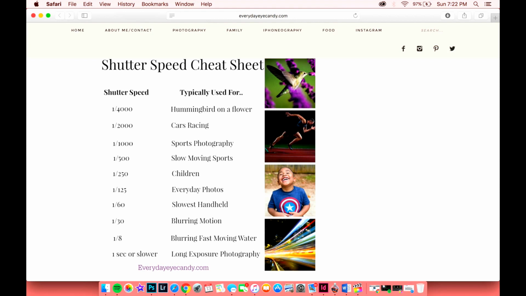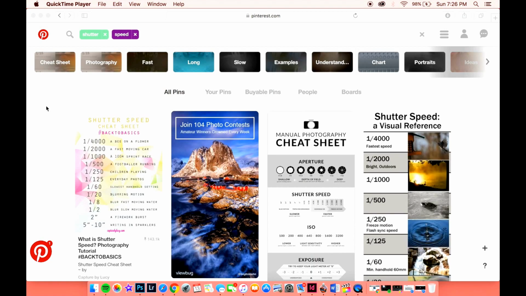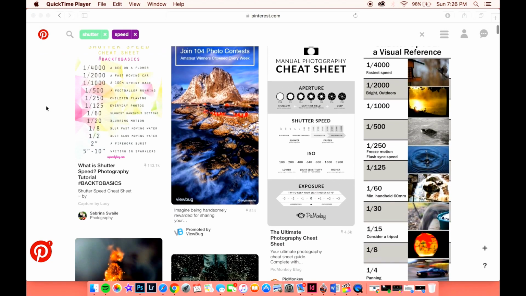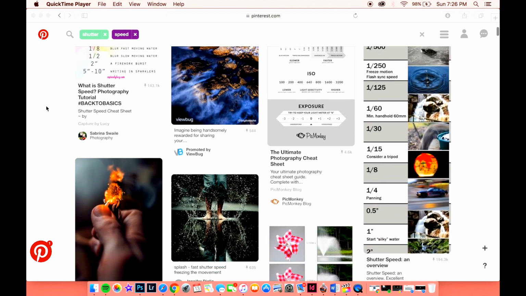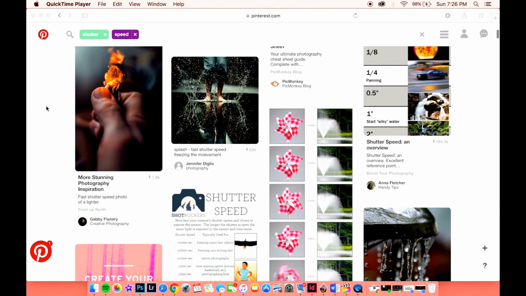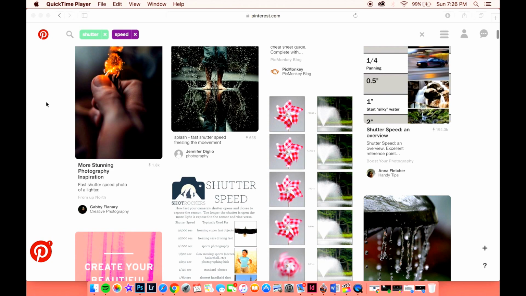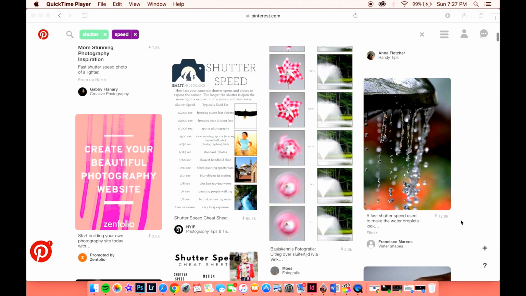So for everyday photos, she said that 1/125 of a second is good. And yeah, this is pretty much it. And here are the examples. I love these examples. Like, I love Pinterest. I'll just leave you guys for a bit here.